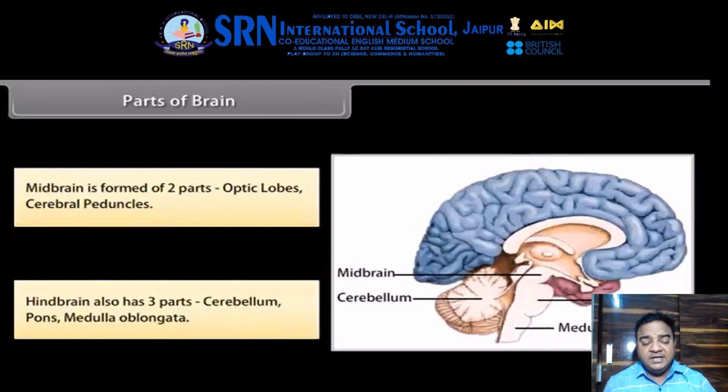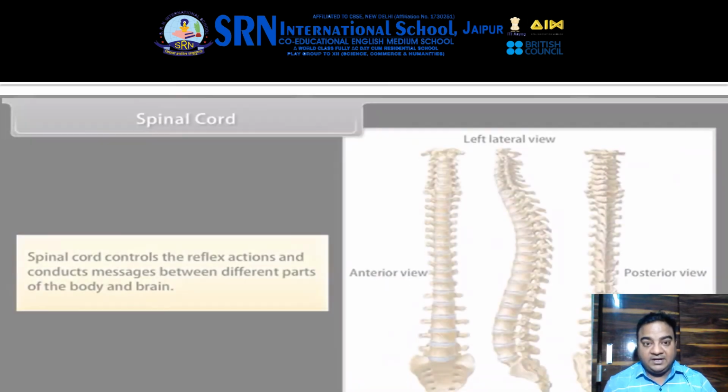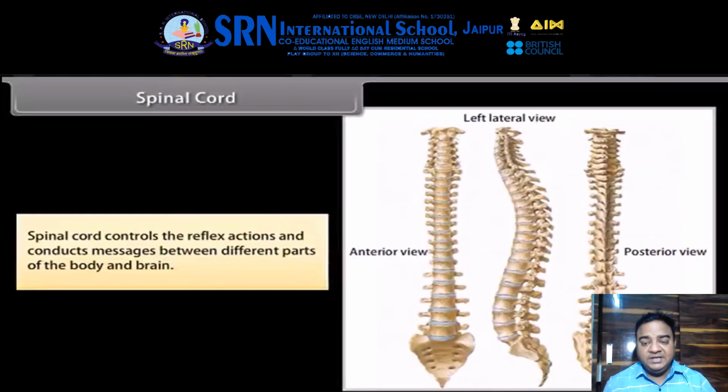Now let us see the parts of the midbrain. The midbrain is divided into two parts, that is optic lobes and cerebral peduncles. The hindbrain also has three parts, that is cerebellum, pons varolii and medulla oblongata. Now can you see the curved structure? This is the spinal cord. Spinal cord controls all the reflex actions and conducts messages between different parts of the body and the brain.